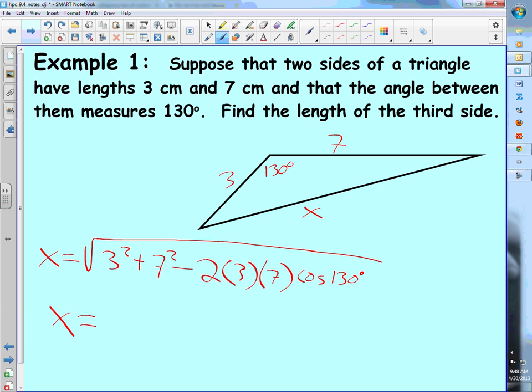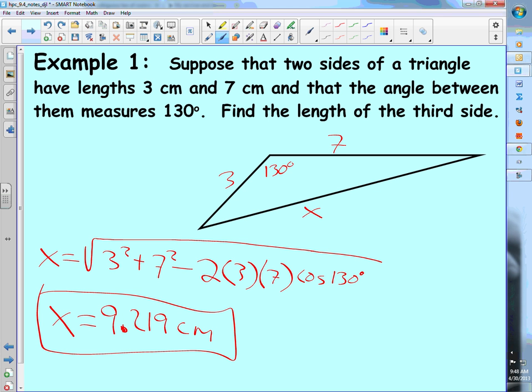Yeah, did you already get this? What'd you get? 219, and we would be going with centimeters on that. Is anyone getting anything different than that? All I need.